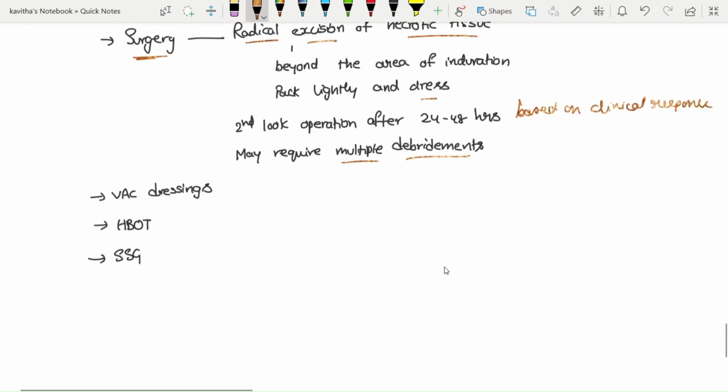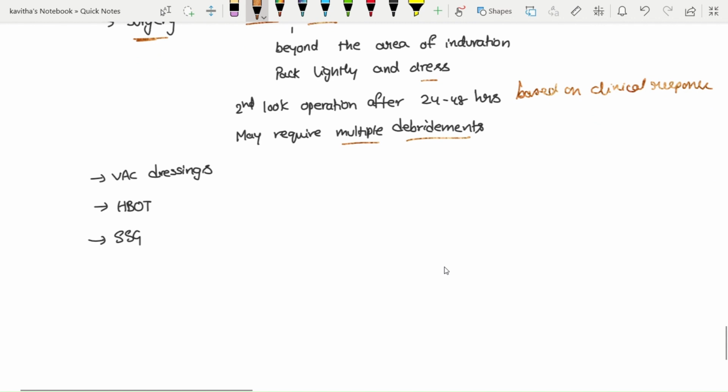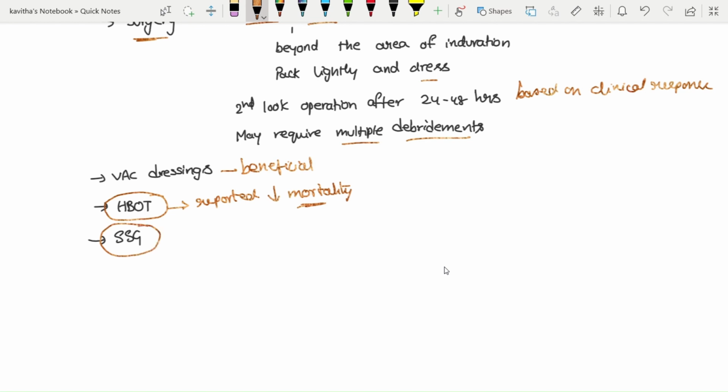Okay, and later we should do daily dressings, and wet dressings are beneficial to improve the healing process. And also the hyperbaric oxygen therapy, it is reported to decrease the mortality rate. Therefore, it is also beneficial and important. Okay. Once healthy granulation tissue is appearing and the patient's clinical condition is improving, then we can plan for skin grafting, that is a split thickness skin grafting, to cover the large area of the wound.